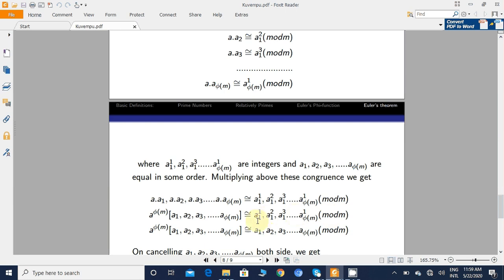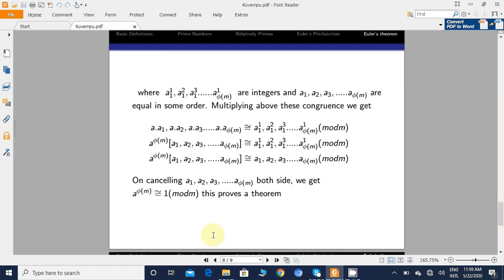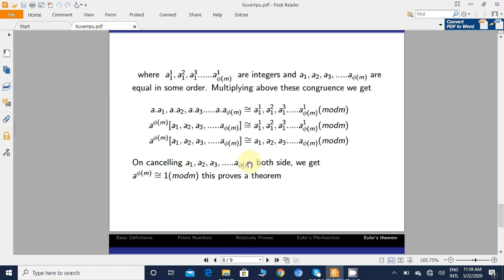Since a1 dash is congruent to a1, a2 dash congruent to a2, a3 dash congruent to a3, etc., a of φ of m dash congruent to a of φ of m under the same modulo m, on cancelling a1, a2, a3, etc., a of φ of m on both sides, we get a power φ of m congruent to 1 modulo m. This proves our theorem. Thank you.